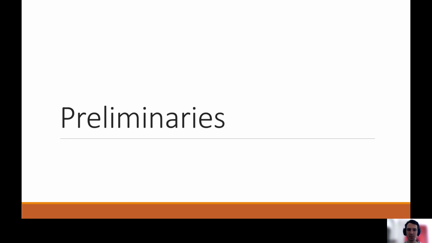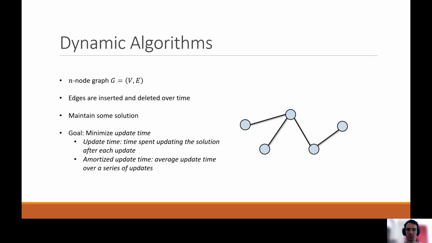So let's just go through the preliminaries first. We will be talking about dynamic graph algorithms. In this setting, we have an n-node simple graph, and edges are inserted and deleted over time. We will be maintaining some solution to an optimization problem, in this case matching. Our goal is to minimize the update time, which is defined as the time spent updating our solution after each update to the data structure, each deletion or insertion.